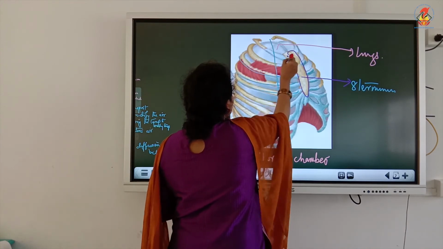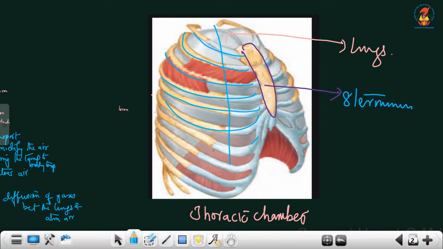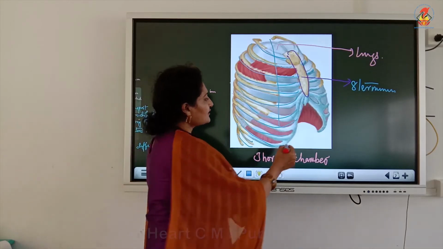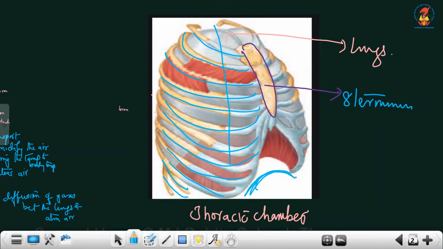How many pairs of ribs do we have? 12 pairs of ribs, of which only 10 reach and form a rib cage. 11 and 12 do not form the rib cage. So on the lateral sides are the ribs, and on the lower side is a dome shaped muscular partition called the diaphragm. I am drawing the diaphragm. It's a dome shaped diaphragm. So this is an airtight chamber, and this anatomical setup is very important for breathing.